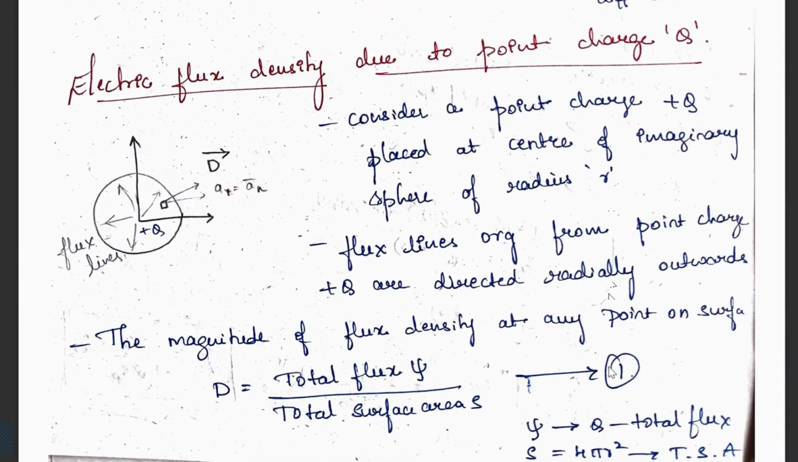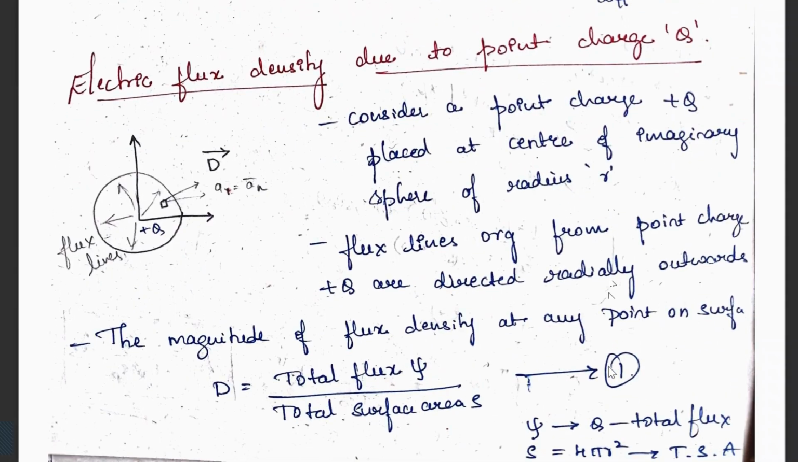Electric flux density due to a point charge. Consider a point charge plus q placed at the center of an imaginary sphere of radius r. The flux lines originating from that point charge, plus q, are directed radially outwards. So the magnitude of the flux density at any point on the sphere is D equal to the total flux psi divided by the total surface area, which is my equation 1.